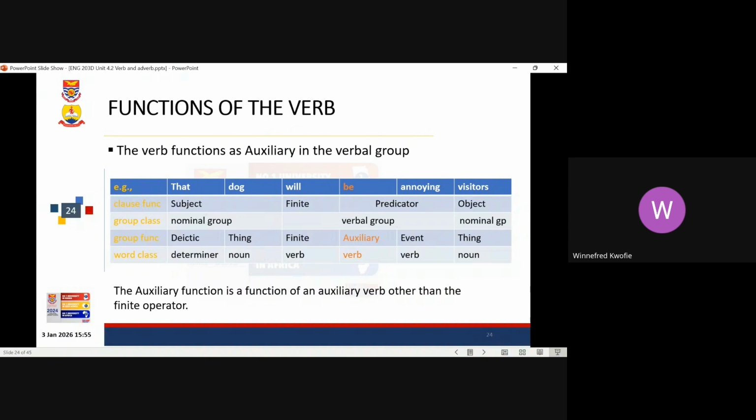So you realize that "be" over there functions as an auxiliary to the main verb "annoying." It is helping the main verb "annoying." So in a verbal group, a verb can function as the head word or the event. A verb can be there as finite. A verb can be there as auxiliary, depending on which of the verbs your focus is on, but they all form part of the functions of a verb.